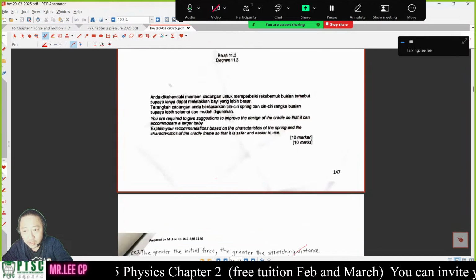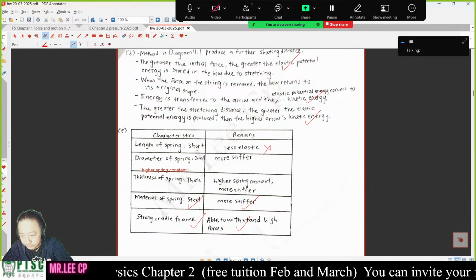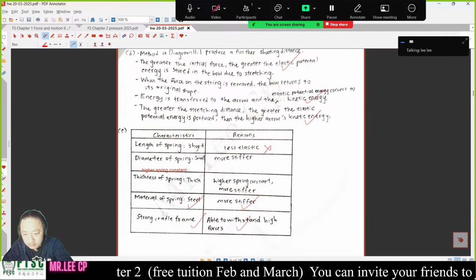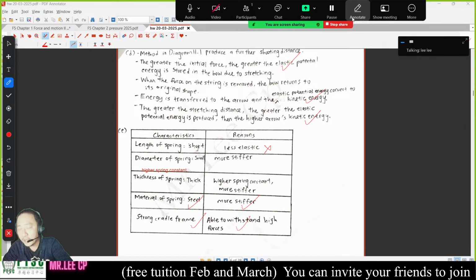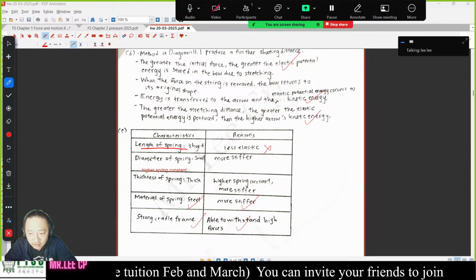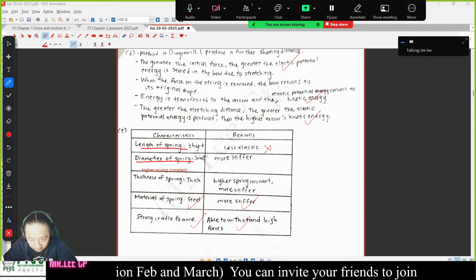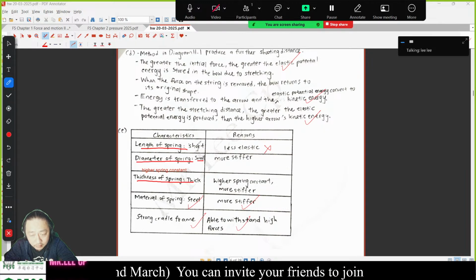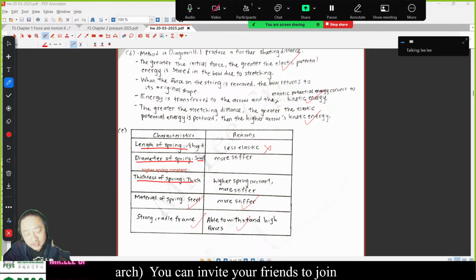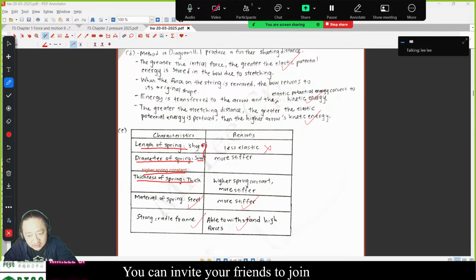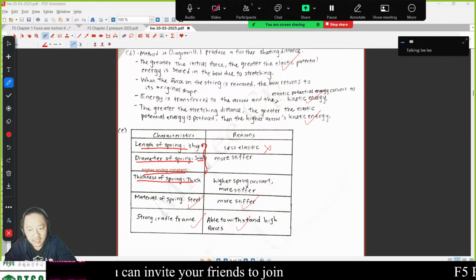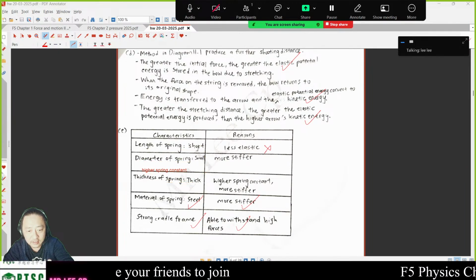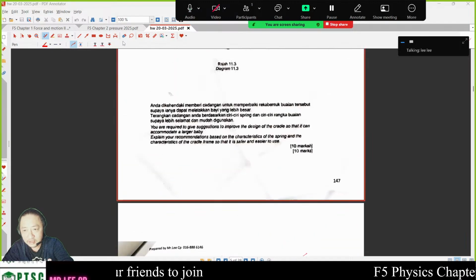Okay, I see what you write here. Higher spring constant, still strong. Now these three: length of the spring short, the diameter of the spring small, and thickness of the spring thick. All correct. But for the answer given, it is higher spring constant. These 3 stand for higher spring constant. We look at the answer, right?